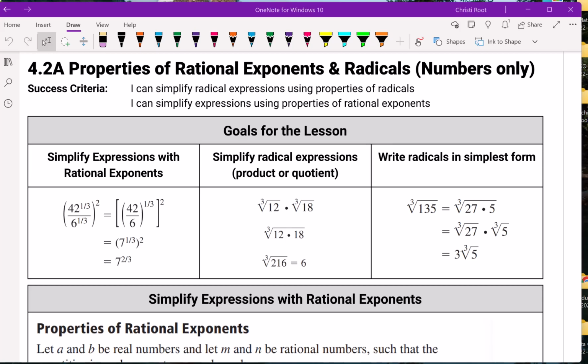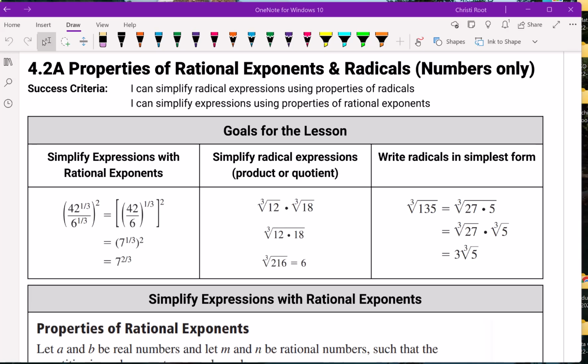Okay, so today's video is over lesson 4.2a. It's the first part of the lesson, and the reason why we split it up is because the first part is numbers only, and 4.2b would be variables included. So it's very important that when you learn this material, you do it without as much calculator as possible. So when you do use your calculator, typically use your calculator to multiply, divide, add, but not to simplify, okay?